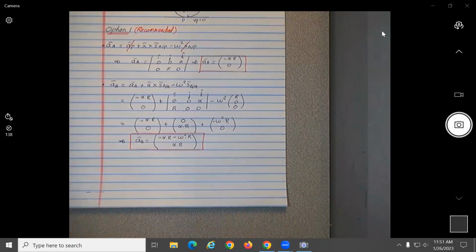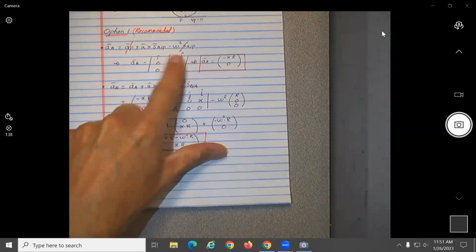So you see, if you do this process, there's no mystery. The only thing you need to recognize is this equation.